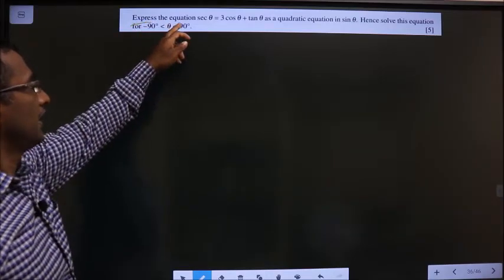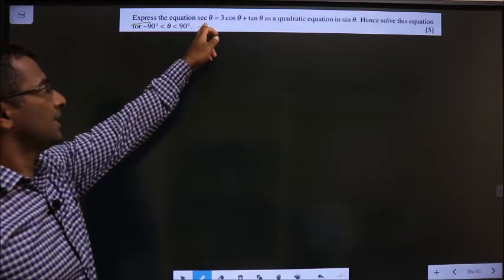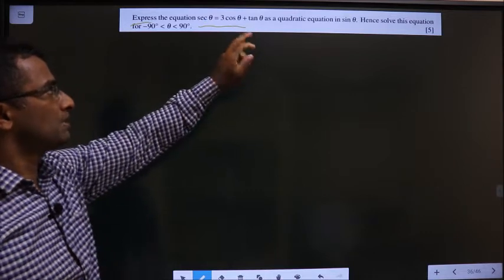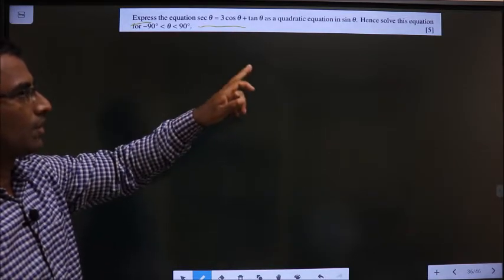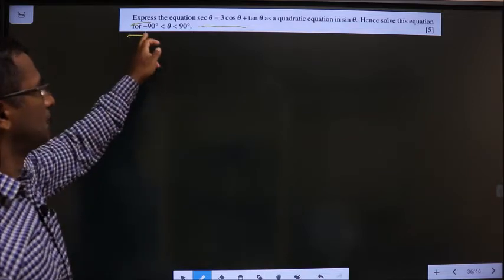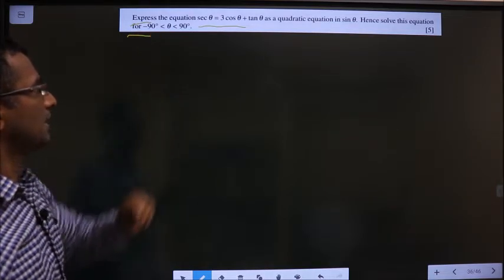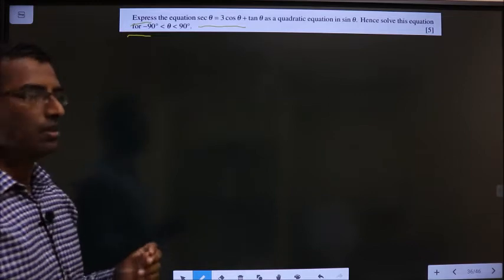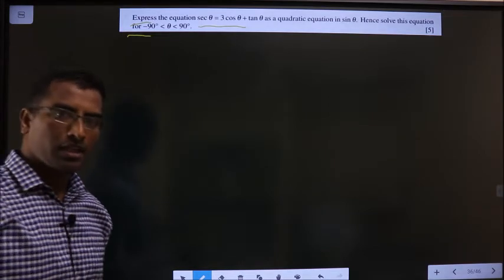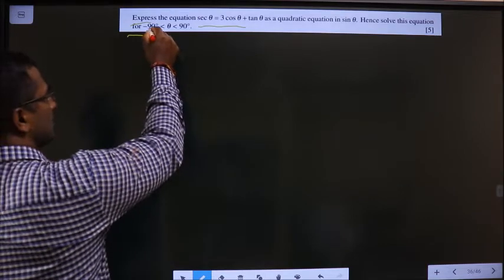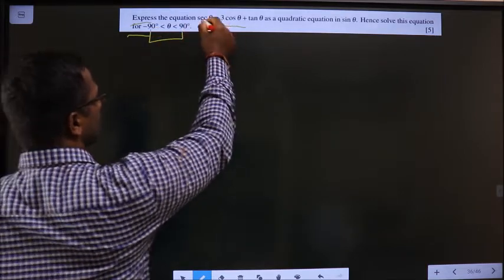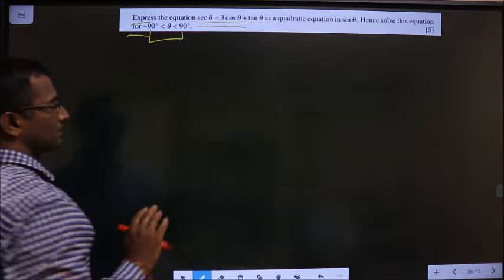Express the equation secant theta equal to 3 cos theta plus tan theta as a quadratic equation in sin theta. Hence, solve this equation for theta lies between minus 90 to plus 90. They told you to solve, you need to find the values of theta in this interval satisfying the given equation.